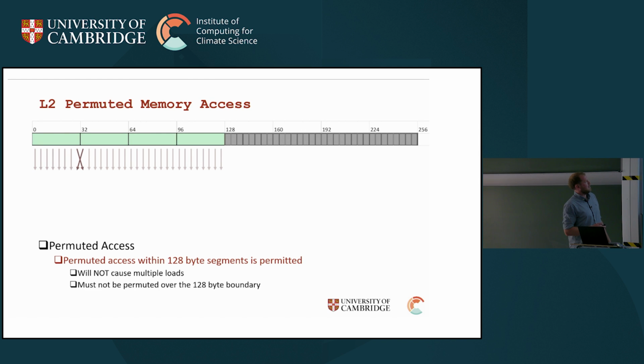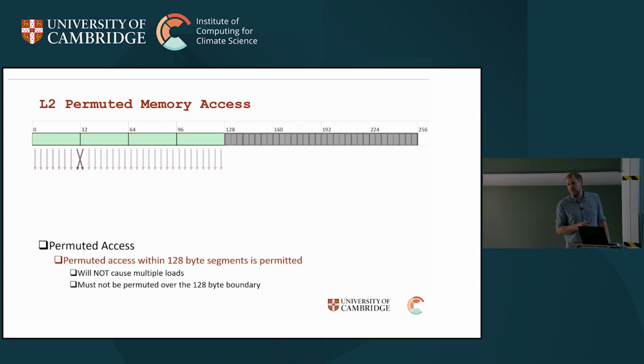And it's okay if this happens. If we permute across a cache line, this is also fine, because we deal with warps. We don't deal lower than warps. We're guaranteed that with a warp, if everything's going to want 4 bytes, we're going to have to move all of those cache lines anyway. So if we have this permutation across here, that's absolutely no problem. It won't cause multiple loads. We're moving the same amount of stuff. But what we mustn't do is permute over this boundary here.